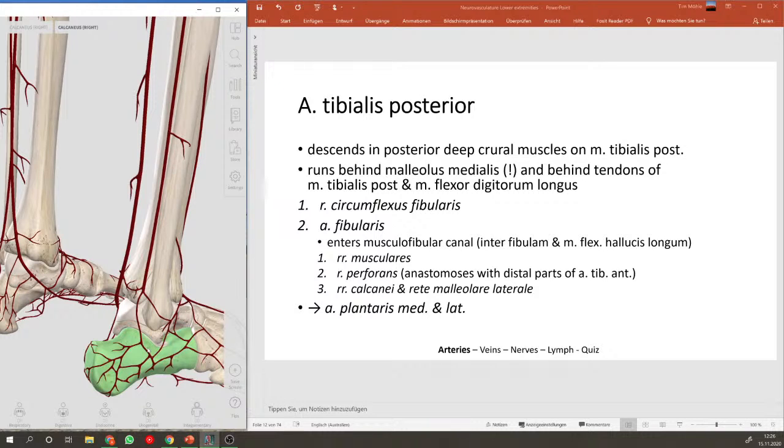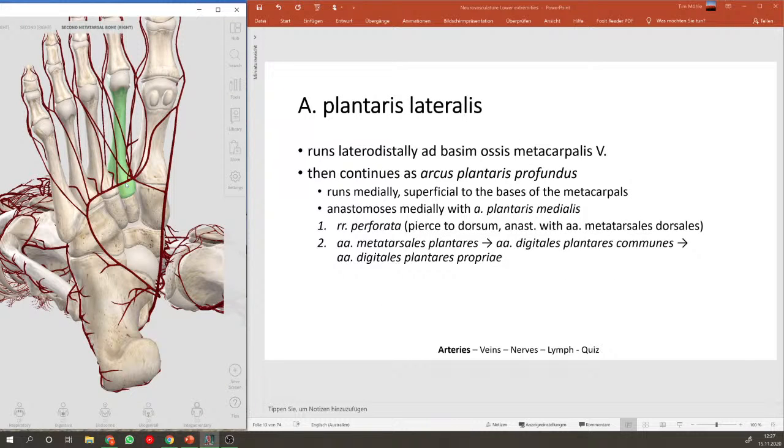This is now a plantar view of the foot, and you can see here that the lateral one is directed towards the base of the fifth metatarsal, and it will then continue as arcus plantaris profundus. Yeah, so again, there's some similarity to the vessels of the upper extremity. There we had the deep and superficial palmar arch. Here we just have the deep plantar arch, and it is the continuation of the lateral plantar artery.